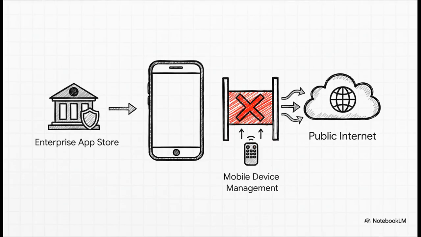The best way to do this is to use a private enterprise app store, where only company-approved and security-checked apps are available. This should be combined with a really clear policy that says no apps from untrusted sources. And that policy needs to be enforced technically using a mobile device management, or MDM, solution.